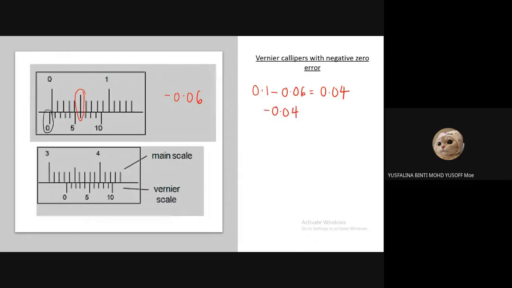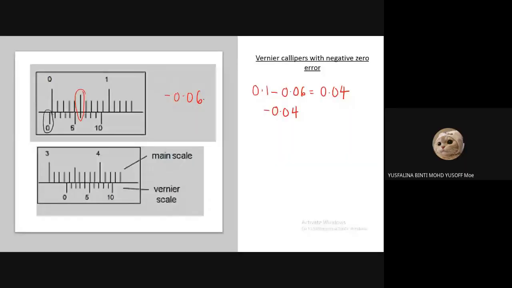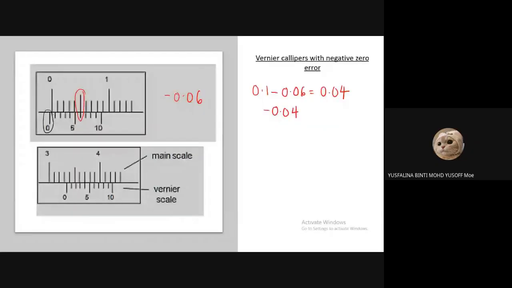So what is the negative zero error? This is only for negative zero error for vernier calipers. I repeat again: you find the straight line, then you read at the vernier scale. This one is 6, so negative 0.06, not negative 6. But remember for vernier calipers, negative zero error cannot be taken directly. You have to subtract from 0.1 first, and you get 0.04. Then you take negative 0.04 as your zero error, because it is negative. So put negative 0.04.